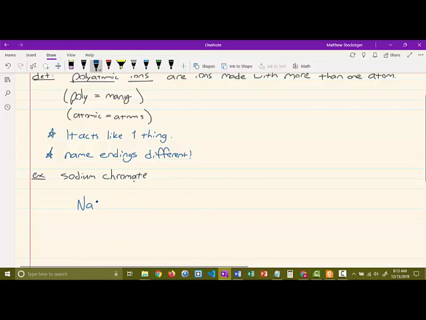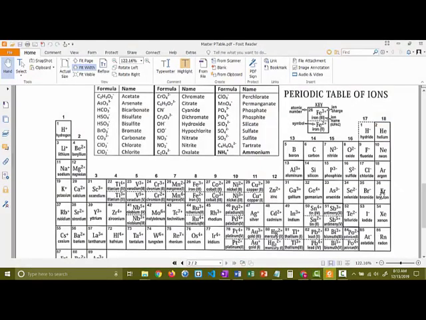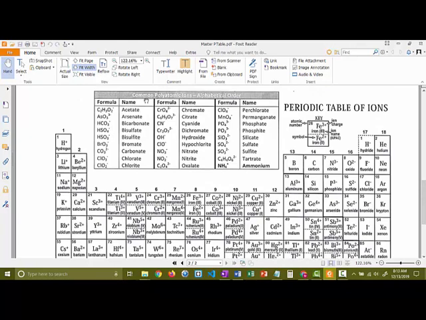Chromate, this is the brand new thing. You're not going to find chromate anywhere on the periodic table. It's not one of the nonmetals. It's a polyatomic ion, and polyatomic ions, you have to look them up. The naming isn't as rule-based as it is with the regular nonmetals over here. These all follow the same rules. The polyatomic ions, they don't all follow the same naming rules.